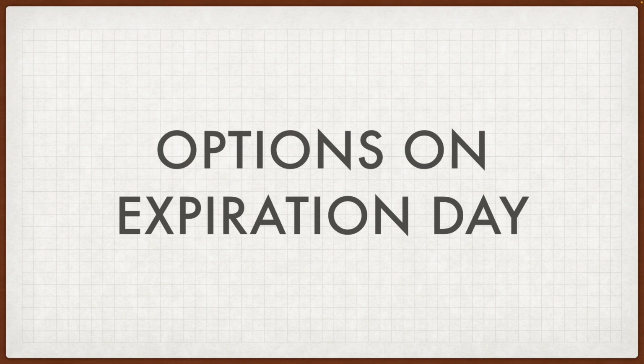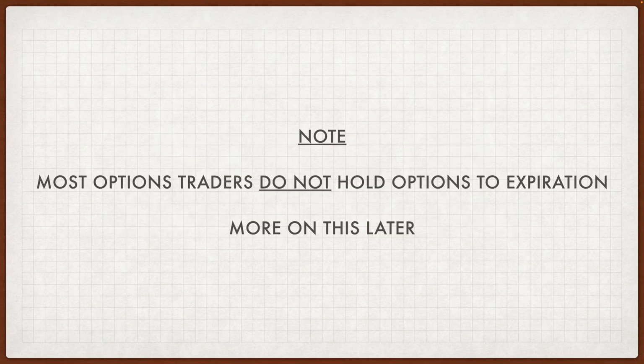So what happens if you own an options contract on expiration day? Well, before we go into this, it's important to understand this concept, but you should be aware that for the most part, option traders do not keep their options until expiration. They will buy and sell the contract prior to expiration. We'll discuss this more in a later chapter.